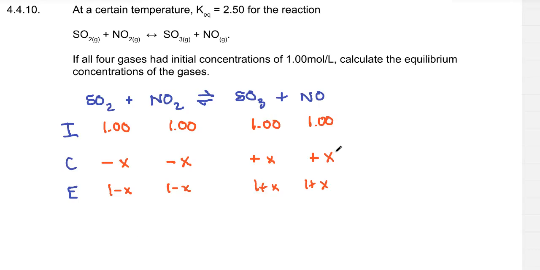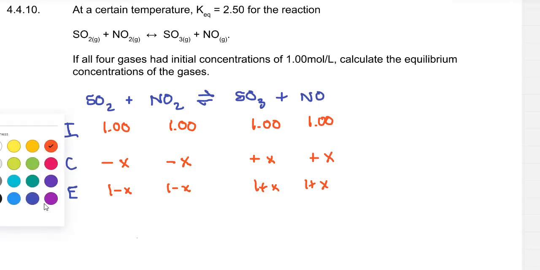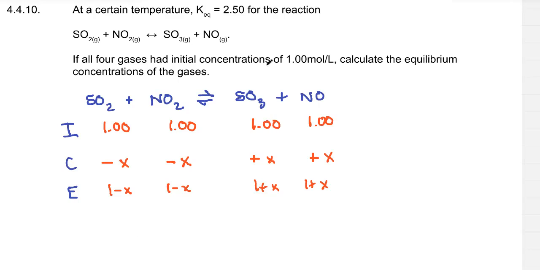And when we get to this point, we write a reaction ratio. Our products are SO3 and NO, which are both 1 plus x, so the reaction ratio is going to be 1 plus x. You could call it Q, but since we're saying it's at equilibrium, I should write Keq, sorry. 1 plus x, there are two of them, so squared. And the reactants are both 1 minus x. They are also squared. And our equilibrium constant is 2.5.